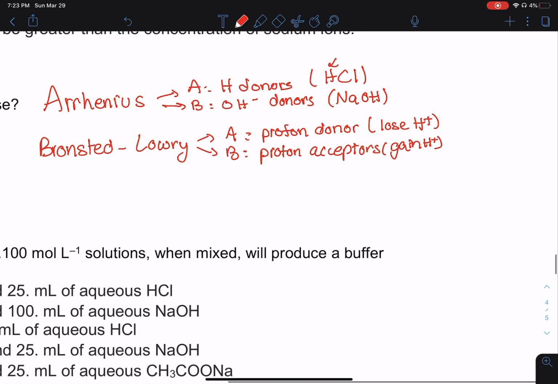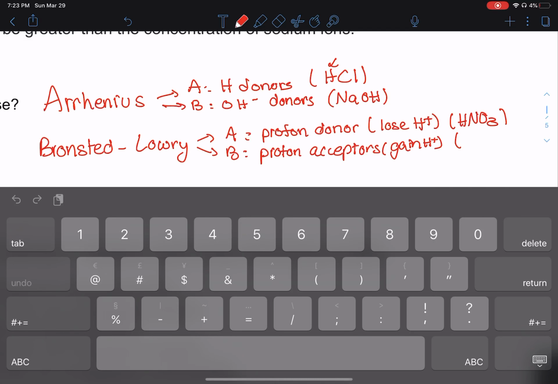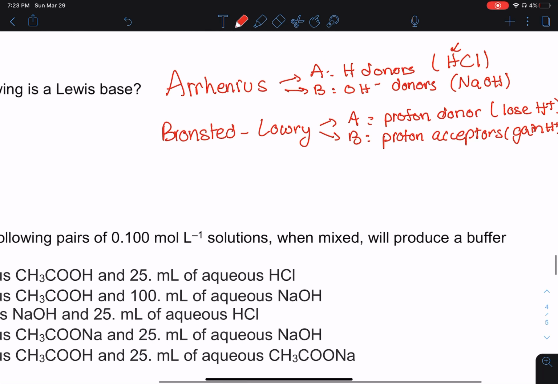For the Bronsted-Lowry acid, we have HNO3. It can lose an H plus. Bases for Bronsted-Lowry include NH3 because it can accept and gain H pluses. And then the last one would be a Lewis base or acid. So an acid accepts electron pairs.